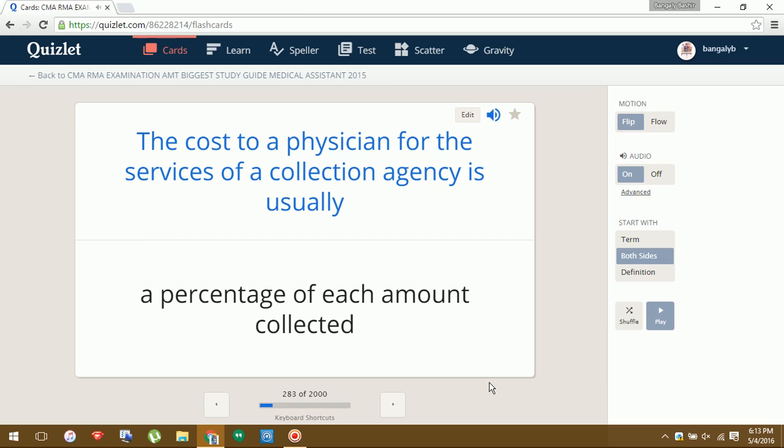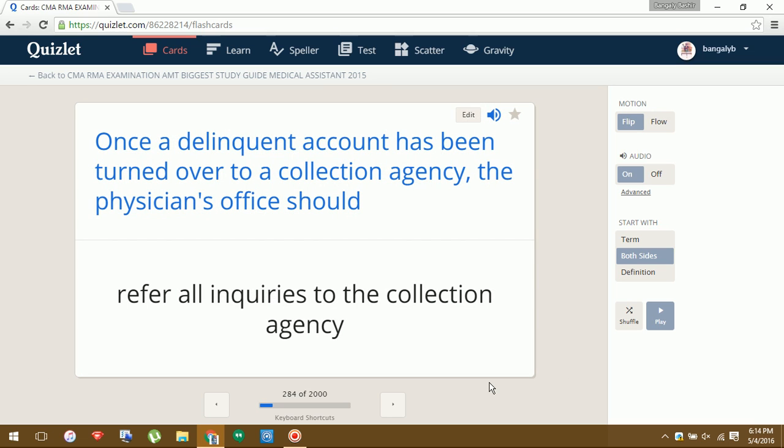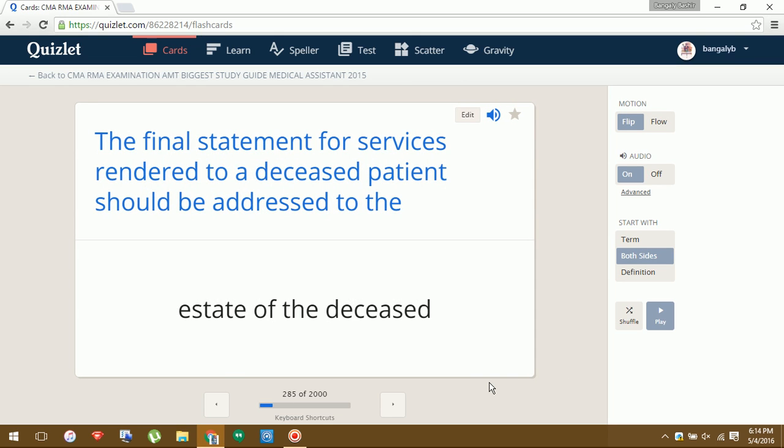The cost to a physician for the services of a collection agency is usually a percentage of each amount collected. Once a delinquent account has been turned over to a collection agency, the physician's office should refer all inquiries to the collection agency. The final statement for services rendered to a deceased patient should be addressed to the estate of the deceased.